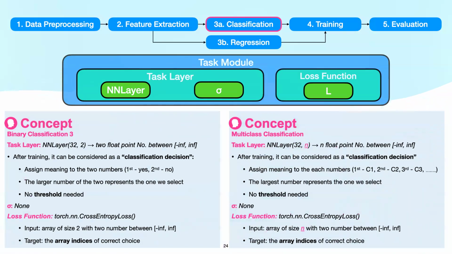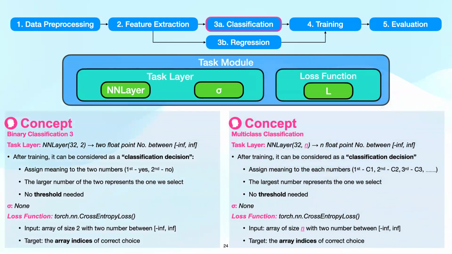So there is another way to do binary classification. The idea is to ask your task layer, the last layer of your neural network, to output two numbers instead of a single number. So this would be two floating point numbers between -infinity and infinity. After training, these two numbers can be considered as what we call the classification decision. Basically, we need to assign a meaning to these two numbers, right? I say the first number corresponds to the answer being yes. The second number corresponds to the answer being no. And the larger number of the two will represent the one I select.